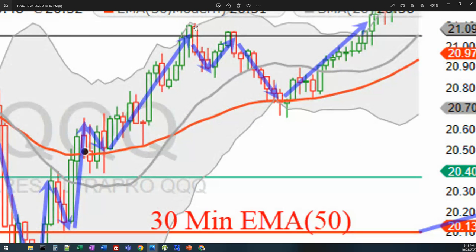See, here's another example. It bounced off the EMA 50 on the 5-minute chart. It just rallied up to the resistance point, and it failed at the resistance. Why? Because the bodies failed to close above the resistance line. It failed once, tried it again, failed twice, down you go.